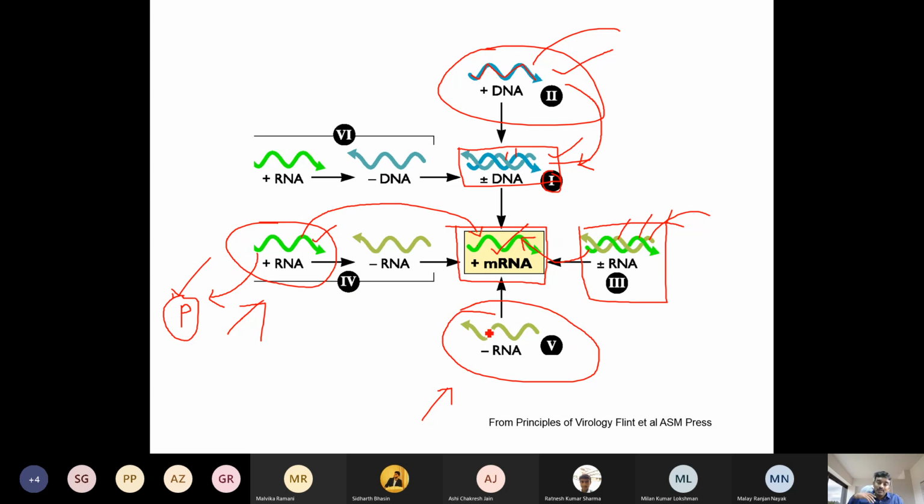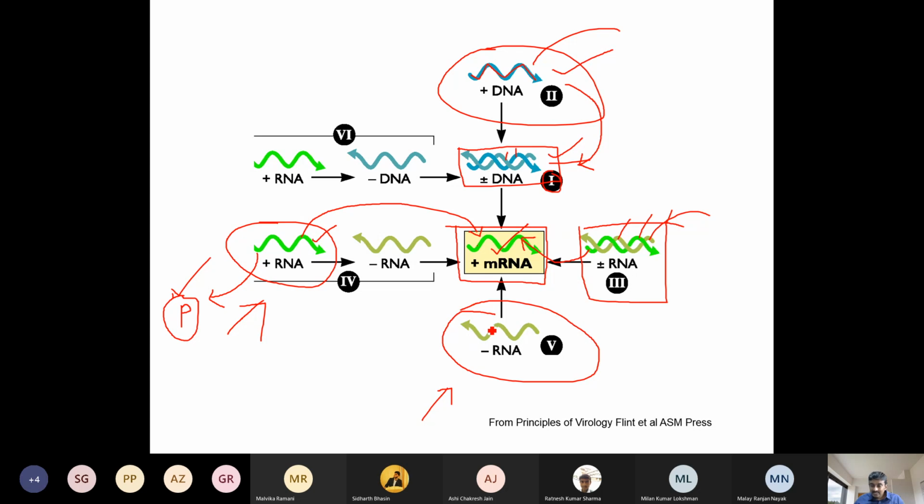The genome of these viruses, which are negative sense RNA, is complementary to the mRNA. It's complementary to the message that can be translated to protein. What does that mean?